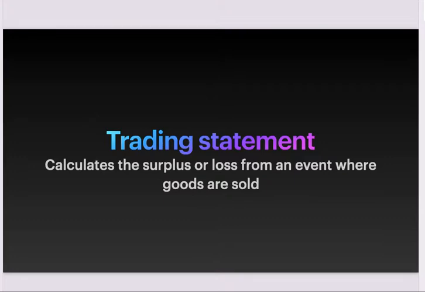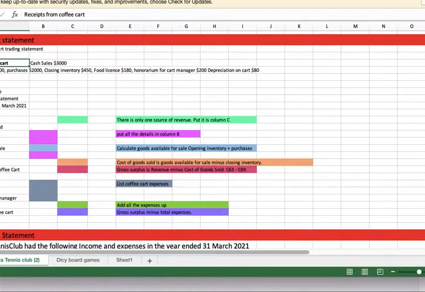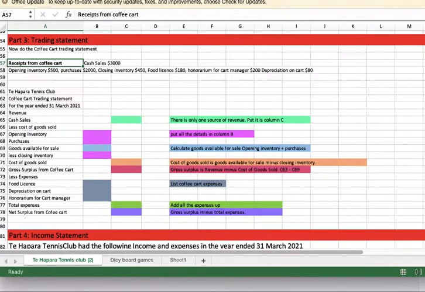We get the information about how much the item that we're selling costs, and it will help an organization make decisions about whether they're charging enough for it, because we want to have a decent gross surplus, which is the difference between the cost of the good and the amount that we sell it for, to have enough money to pay the other expenses and hopefully raise a bit of money for the club.